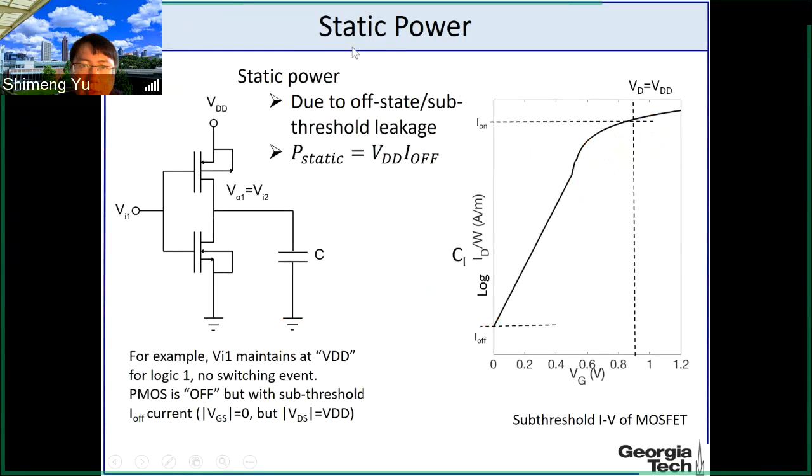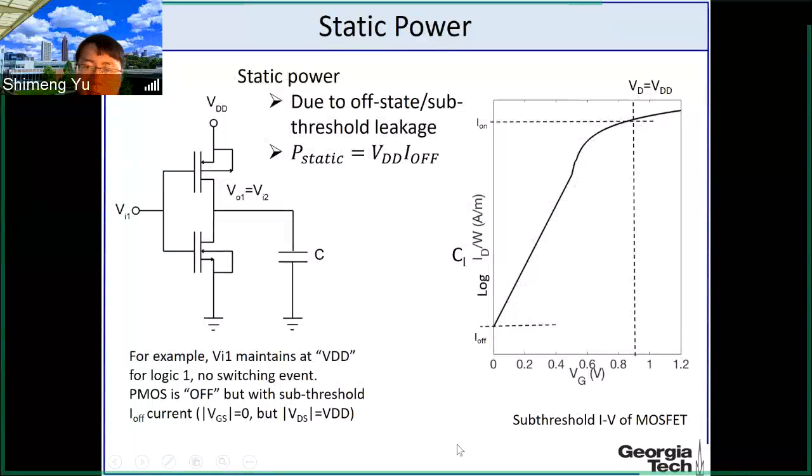On the other side, the static standby power is due to the off-state subthreshold leakage current, as we discussed in lecture 10. For the transistor in the subthreshold, we can draw this log scale ID versus the gate voltage, and then we have this subthreshold slope. And here, this is I off. I off by definition is when VGS equals 0 but VDS equals VDD.